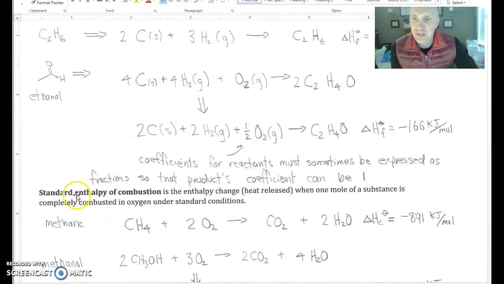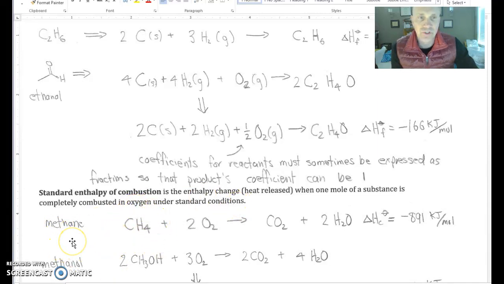So, moving on. Standard enthalpy of combustion is the enthalpy change, and in this case, since we're talking about combustion, enthalpy change is going to be the same thing as heat released, all right? If you say enthalpy change, it's going to be a negative value, but if you just report it as a positive value, that would be the same thing as the amount of heat that's released, all right? So it's going to be that per 1 mole of a substance when it's completely combusted in oxygen under standard conditions. All right. So if we wanted to do this for methane, all right.